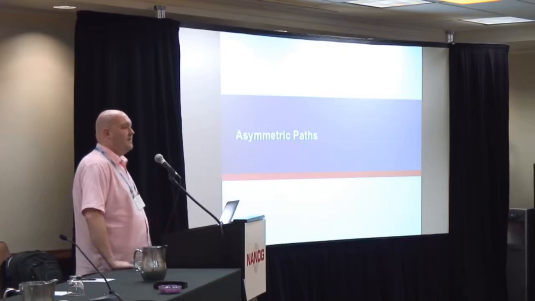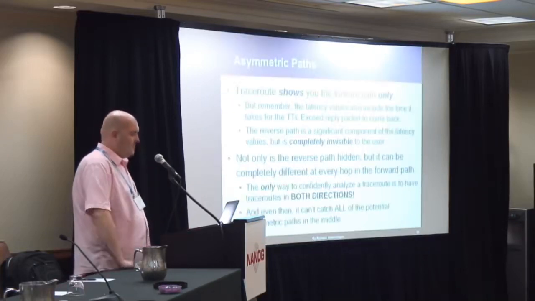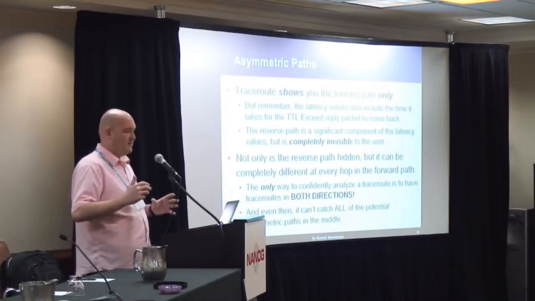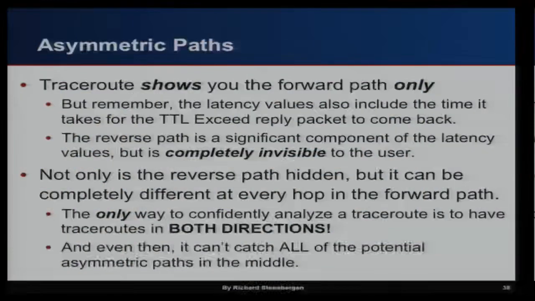So the next thing we get into with Traceroute is how do you troubleshoot all these asymmetric paths? Remember, Traceroute is only showing you the forward path. And remember, I showed it only shows the ingress interface of how the packet went there. It shows you absolutely nothing about the return path. But the return path is half of the latency value at the very least, and it's completely invisible. You have no idea.